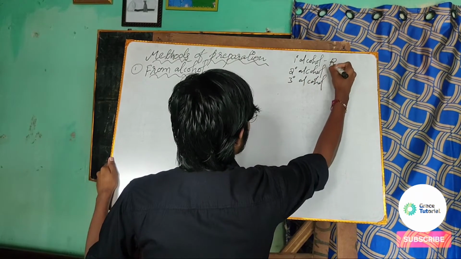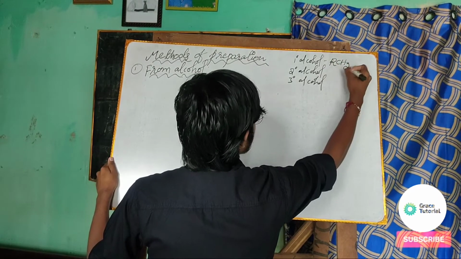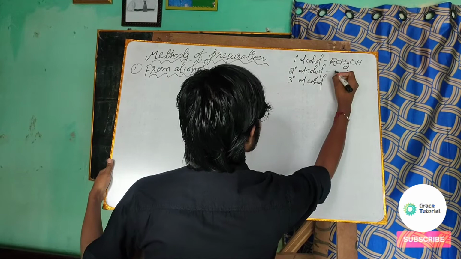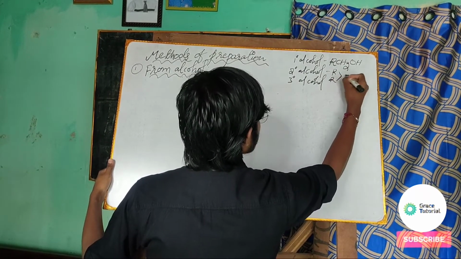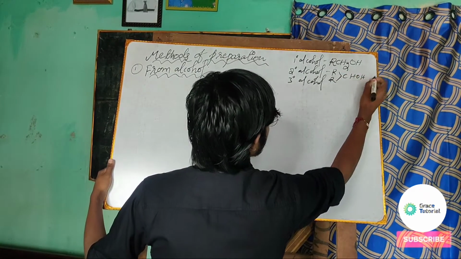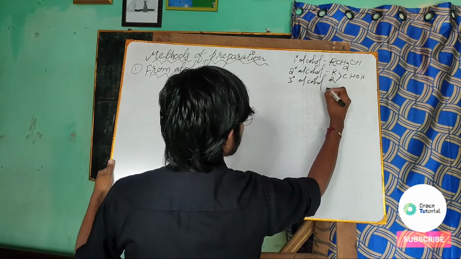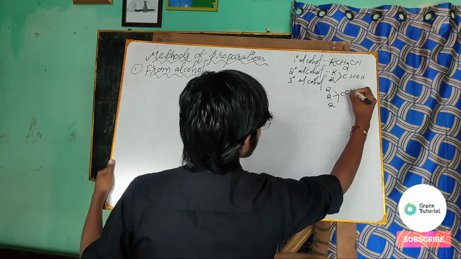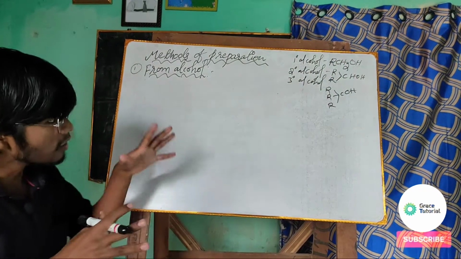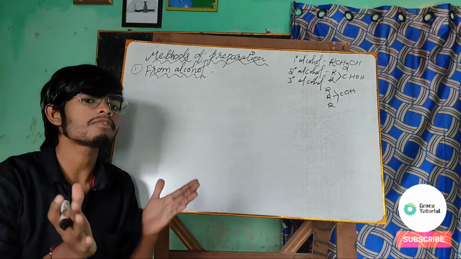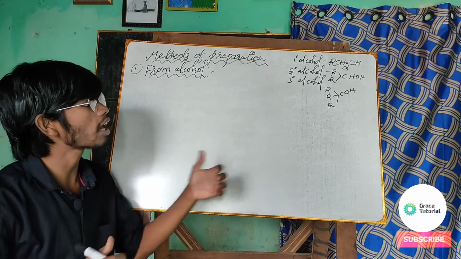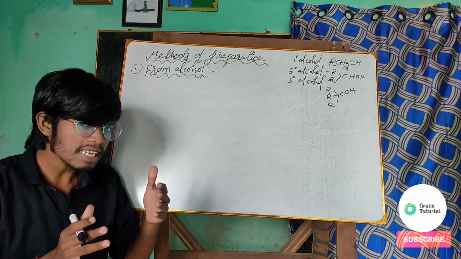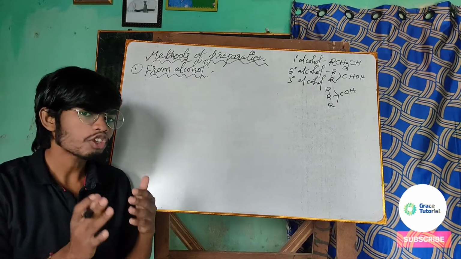What is the formula for primary alcohol? RCH2OH. Similarly, the formula for secondary alcohol is RRCHOH, where both alkyl groups are there. But in tertiary alcohol, we have three alkyl groups. So in this way we have three different types of alcohol: primary alcohol, secondary alcohol and tertiary alcohol. Now we need to prepare the carboxylic acid, but from which alcohol?